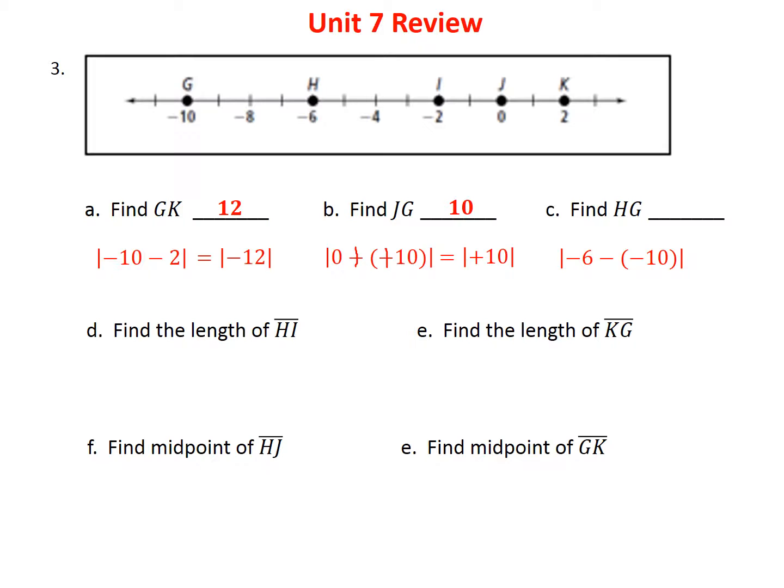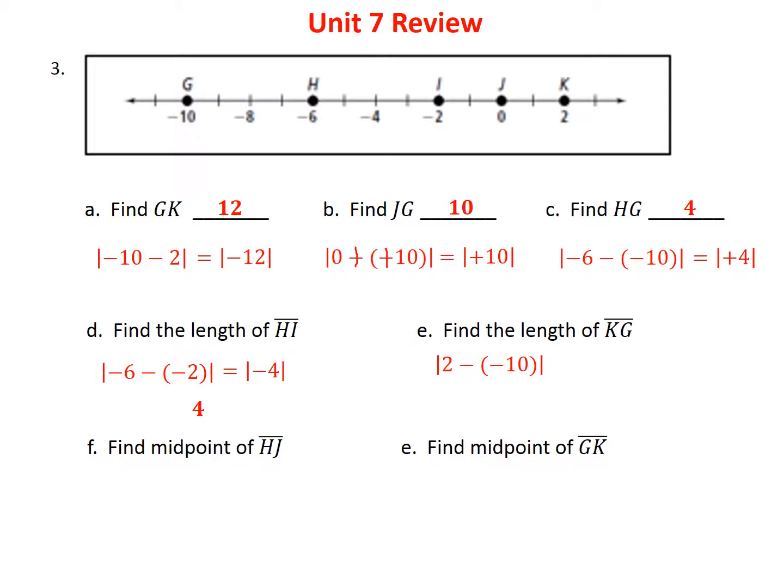HJ, H is negative 6 and G is minus 10. So minus 6 minus a negative 10. Again, subtracting a negative becomes adding the positive. So that becomes negative 6 plus 10 or positive 4. And again, if that's confusing to you, go to H and G and count 1, 2, 3, 4 between them. The length of HI, negative 6, subtract a negative 2. Again, subtracting a negative 2 becomes adding a positive 2. So negative 6 plus 2 is negative 4. And the absolute value of negative 4 is positive 4.